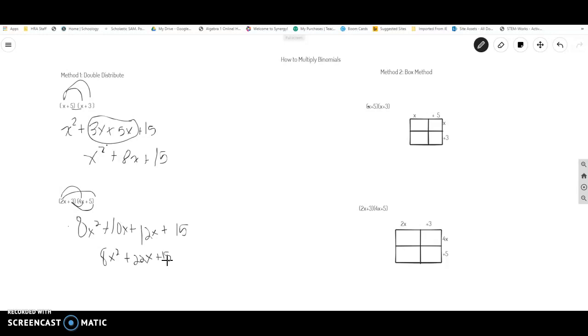Now, the second method is very closely related to lattice multiplication. So you set up your boxes just like you would if you were doing lattice multiplication. You take your first term, you put it across the top. Take your second term, you put it along the right-hand side. So you have x plus 5 on the top and x plus 3 going down the right-hand side. x times x gives you x squared. So you put your x squared in this box.